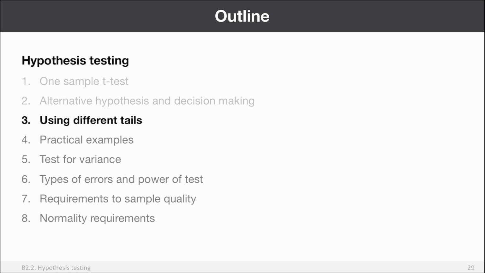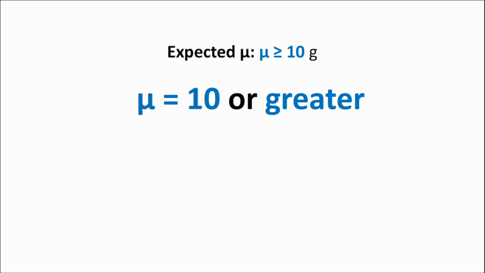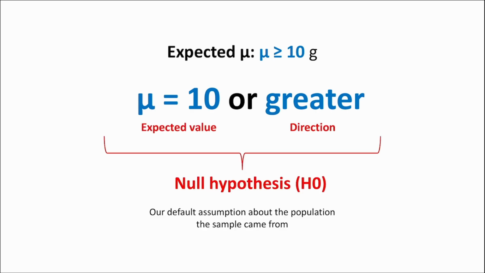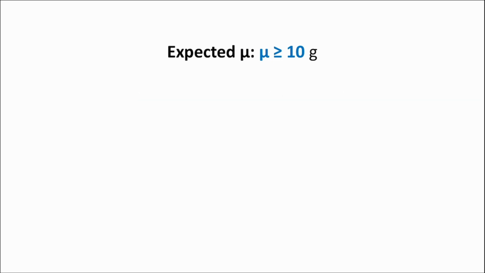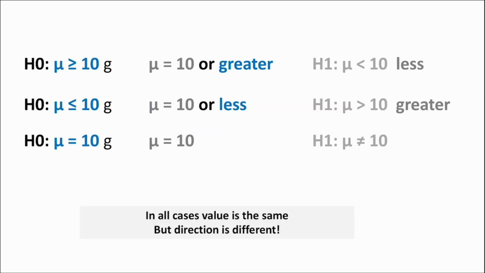Now let's talk about the direction of your hypothesis. You remember that our null hypothesis consists of two things: its expected value and direction. We didn't discuss direction much, so let's talk about it. First of all, if you think about the direction, you actually have three different possibilities. These are all possibilities where you have the same value but different directions.